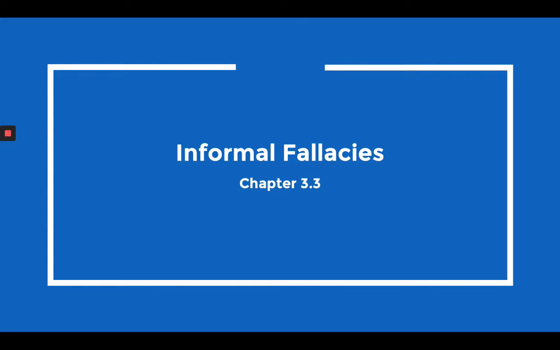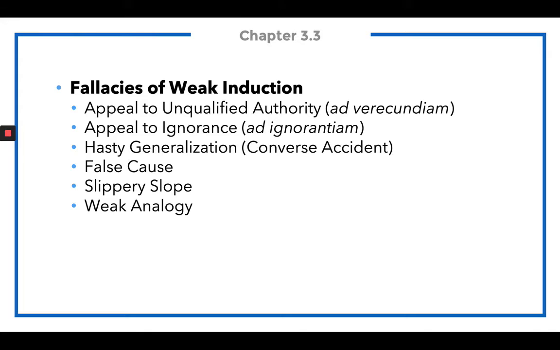We're looking at chapter 3.3 from the Hurley textbook and we're going to talk about fallacies of weak induction. In particular, we're going to look at the fallacy of appeal to unqualified authority, appeal to ignorance, hasty generalization, false cause, slippery slope, and weak analogy.